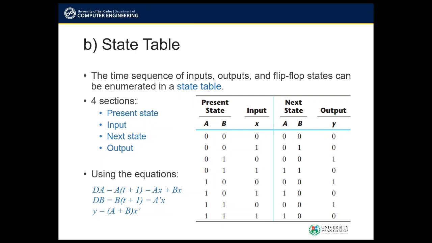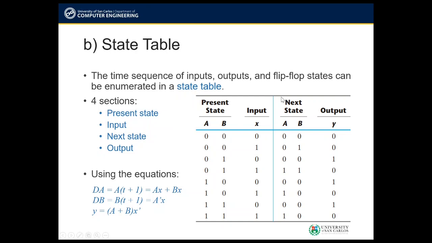After we have completed our logic diagram, now we can proceed to our state table. A state table is just like a truth table, but with some additional features specific for flip-flops. Technically it is defined as a time sequence of inputs, outputs, and flip-flop states. And this can be enumerated in this state table. There are basically four sections. We have the present state, the input, the next state, and the output.